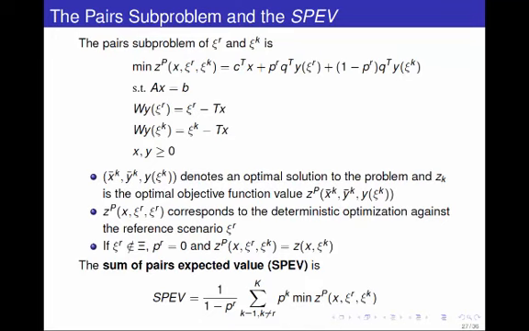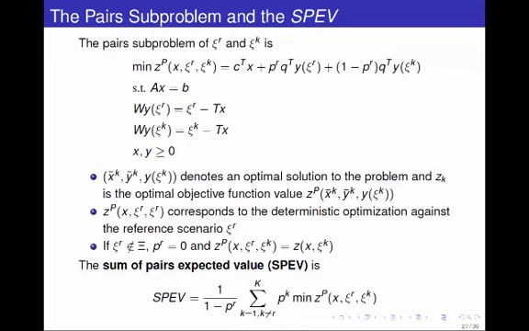So we formulate a pair subproblem by pairing up a reference scenario with a certain scenario xi k. This problem will have a solution in the first stage decision space. We will denote that as x bar with a superscript of k, where k indicates the kth pair subproblem, and it has a component for the pair's second stage decision, y bar superscript k, and the other scenario's second stage decision, denoted as y of xi k. And the objective function value of this is denoted as ZP, where P stands for pairs, with this argument as input.